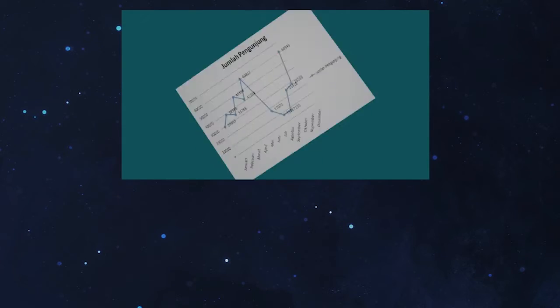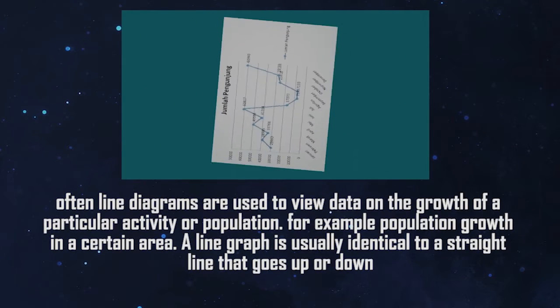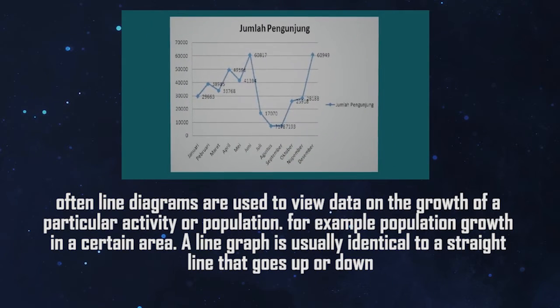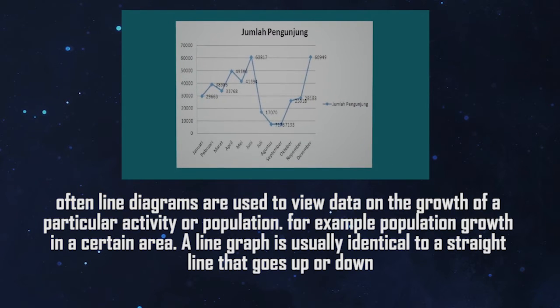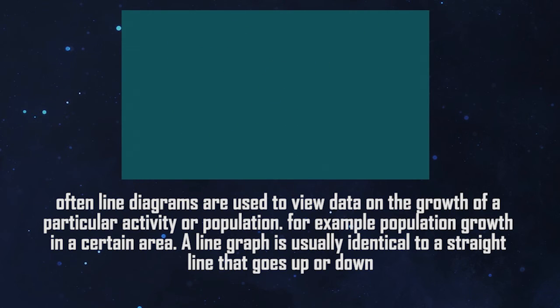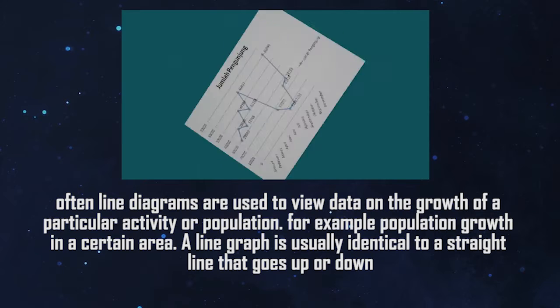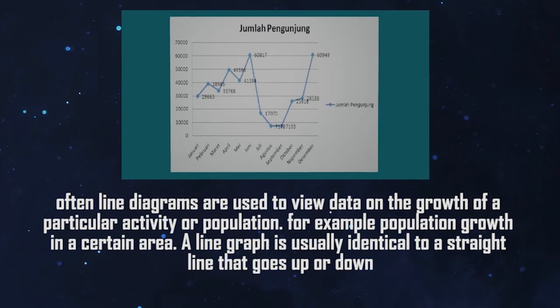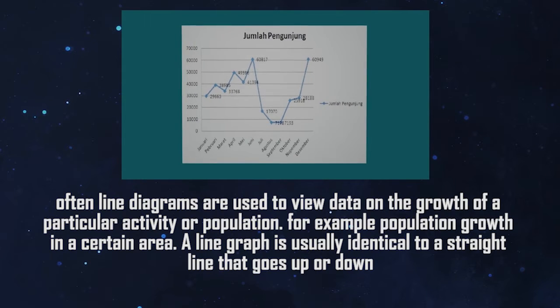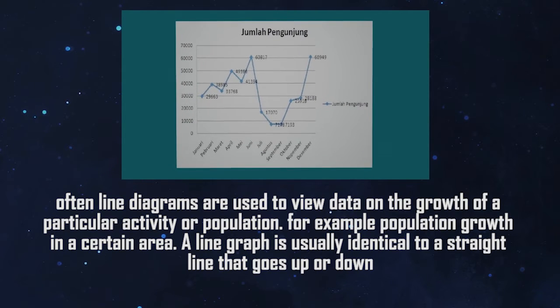From the picture, we know that line diagrams are often used to view data on the growth of a particular activity or population, for example, population growth in a certain area. A line graph is usually identified by a straight line that goes up or down.